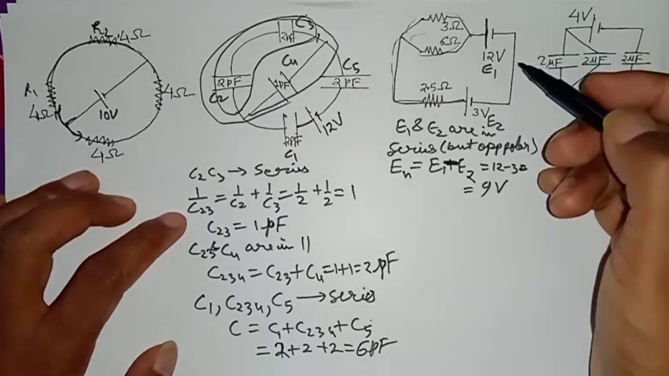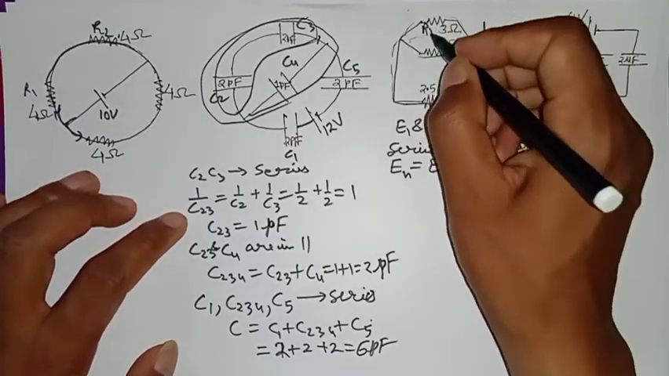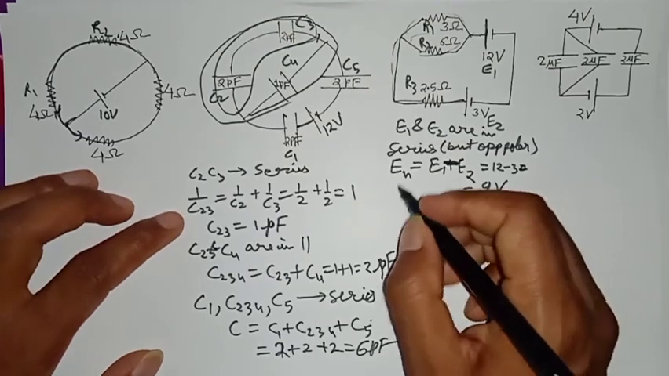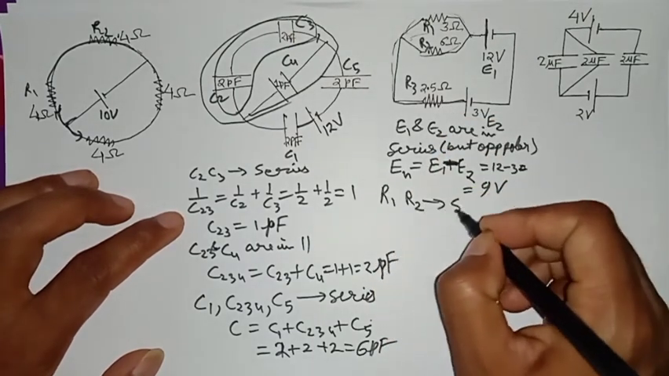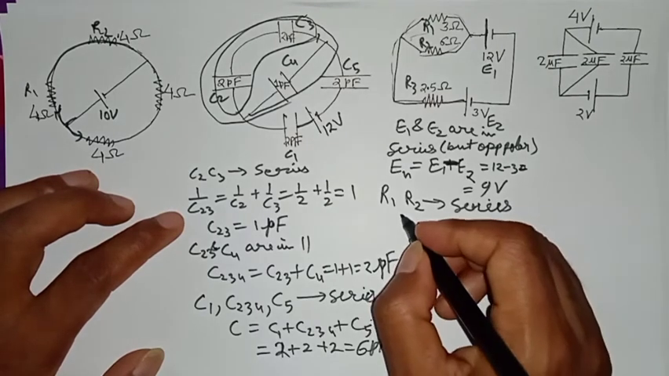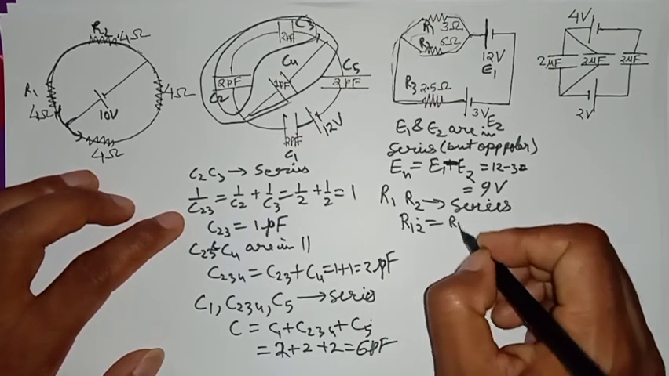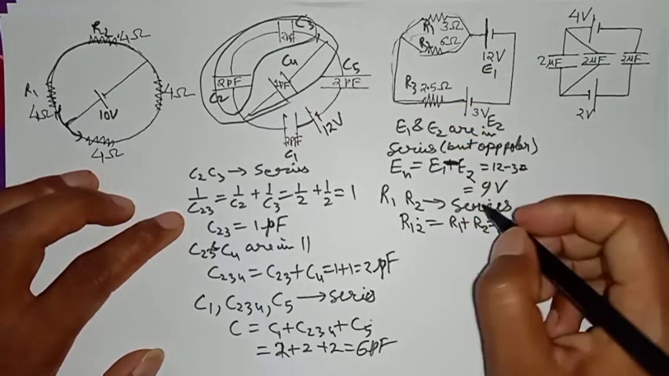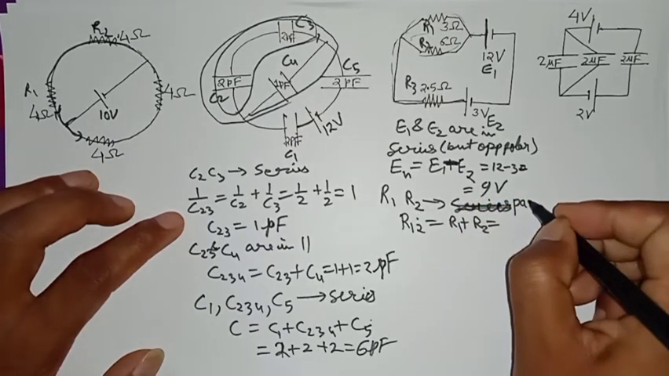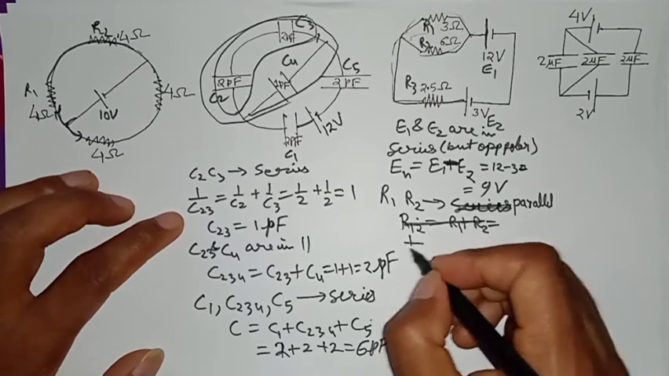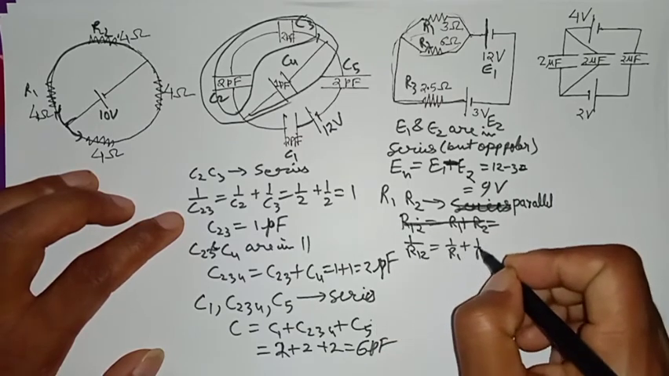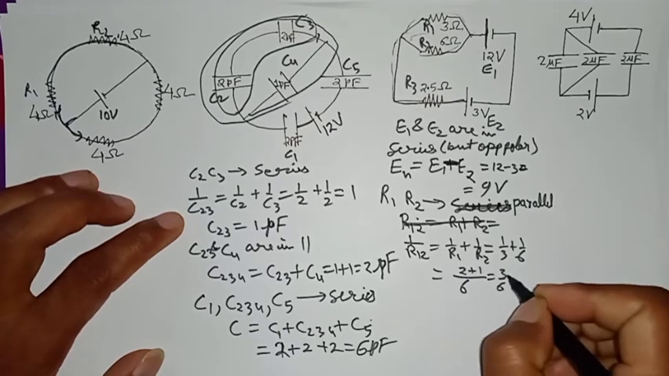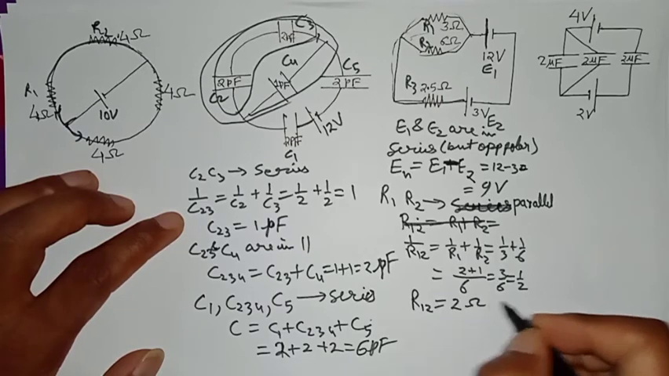One more thing, I haven't mentioned internal resistances here. This type of problem can also be asked, that internal resistance is negligible, they can say. I just missed it out, so now I'm saying internal resistances are negligible. So R1, R2 are in series, sorry, they are in parallel. R12 equal to 1 upon R1 plus 1 upon R2, 1 upon 3 plus 1 upon 6. So R12 equal to 2 ohm.